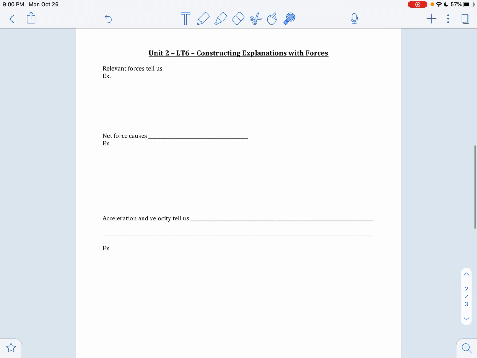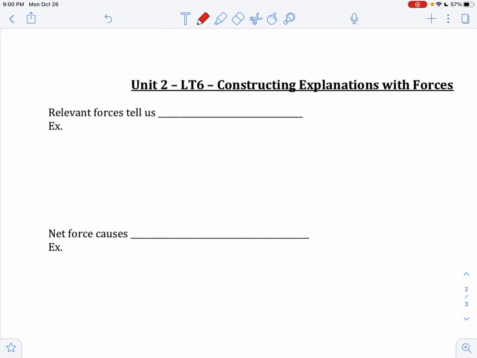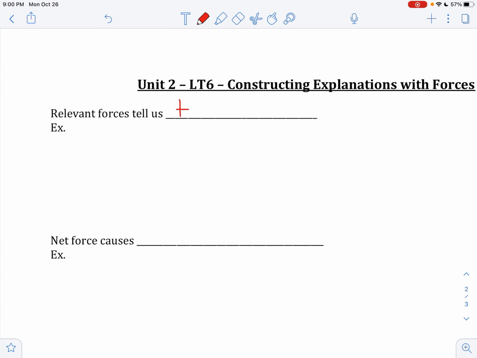Now, if we go down to Unit 2, LT6, Explanation with forces. So relevant forces, what does that tell us? Relevant forces tell us the net force. Or we can just write it as F net.